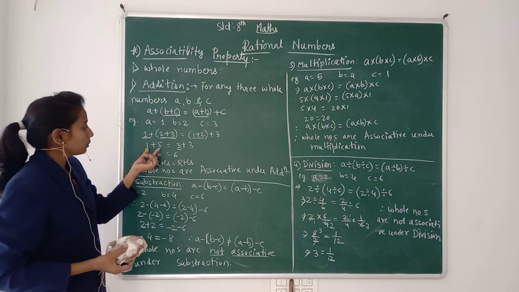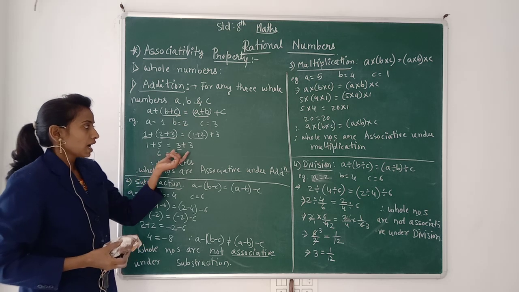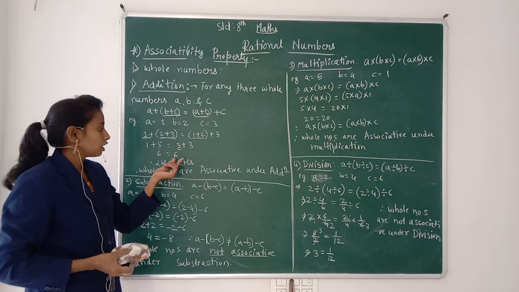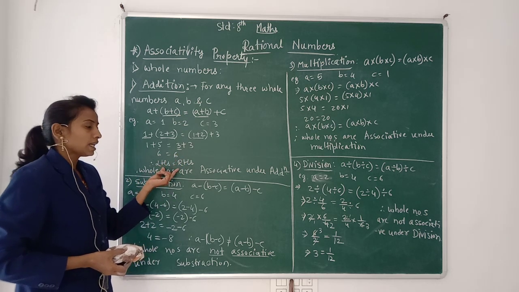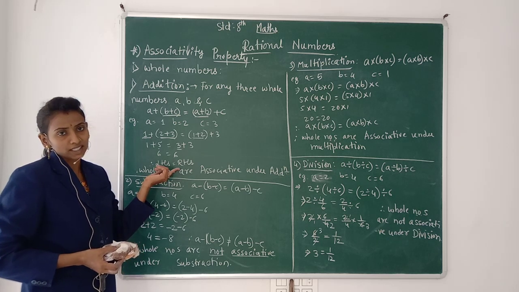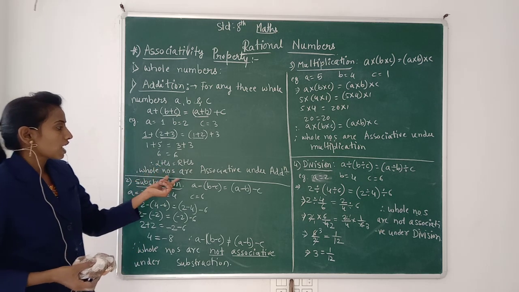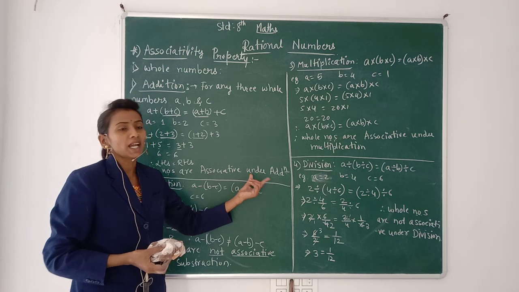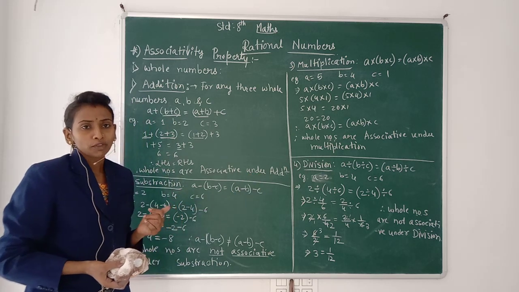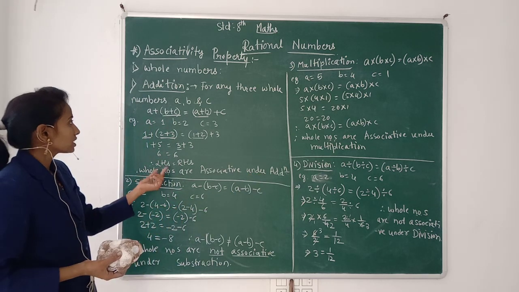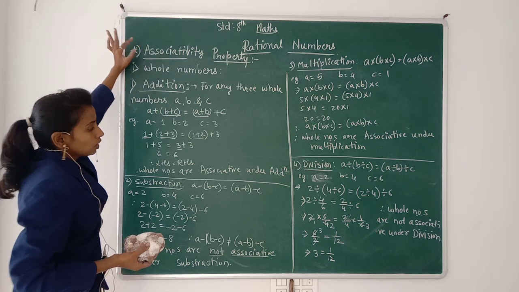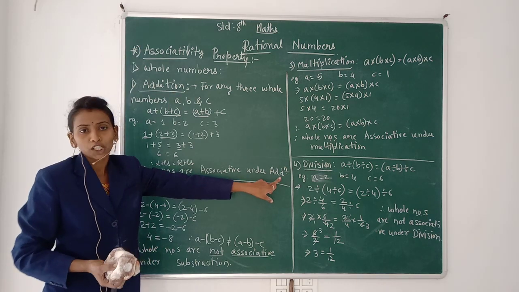Now see, 1 plus 5 is 6 and here also 3 plus 3 is equal to 6. We have LHS equal to RHS. So whole numbers are associative under addition. So what do we conclude? Whole numbers are associative under the addition operation.